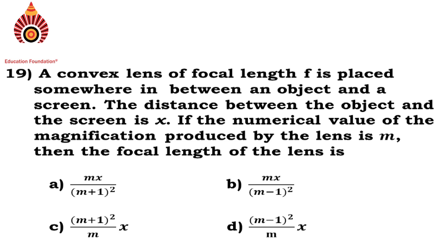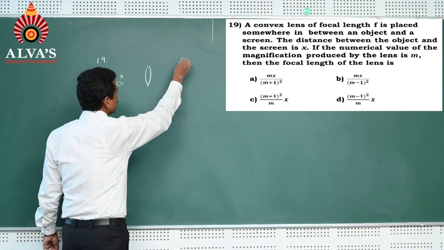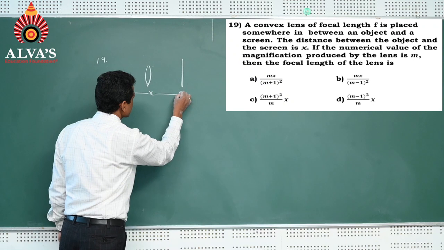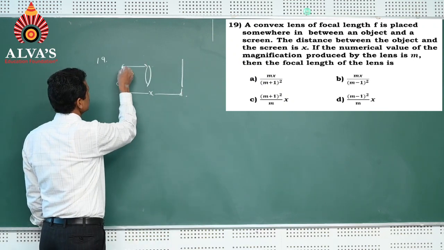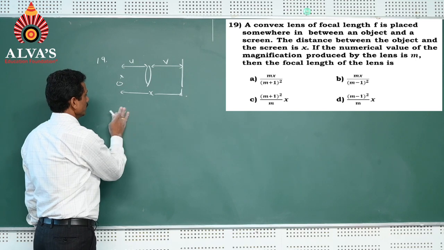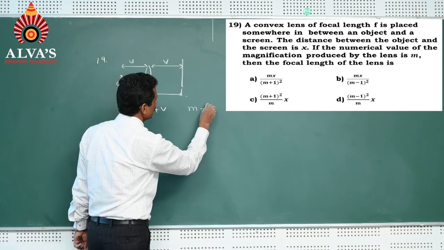A convex lens of focal length f is placed somewhere in between an object and a screen. The distance between the object and the screen is x. If the numerical value of the magnification produced by the lens is m, then the focal length of the lens is. Question number 19. See, this is an object, this is a lens, this is a screen. Distance between the object and the screen is given, that is x. As you know, this is u, this is v, image distance. From this diagram you can see x is equal to u plus v, and you know by definition m is equal to v by u.